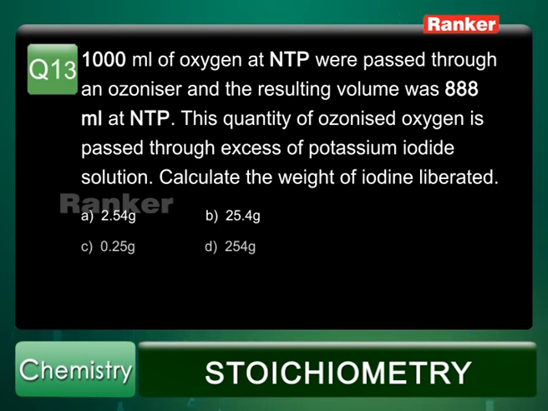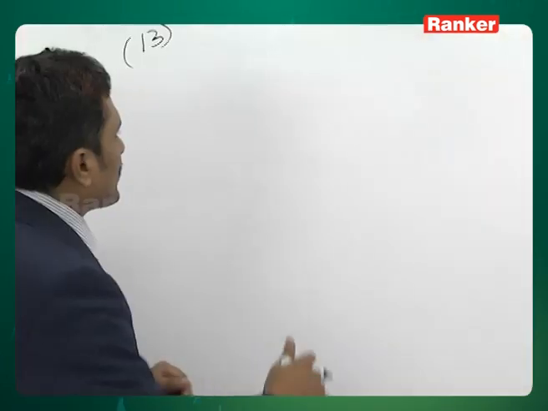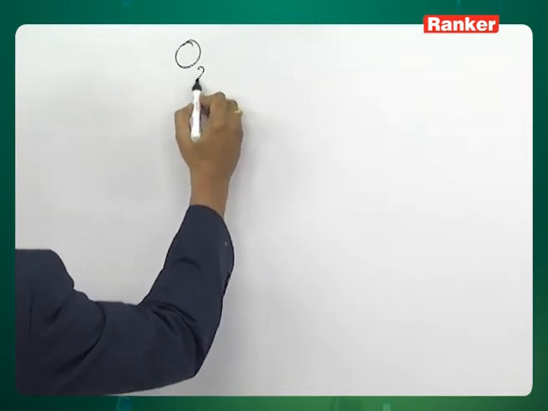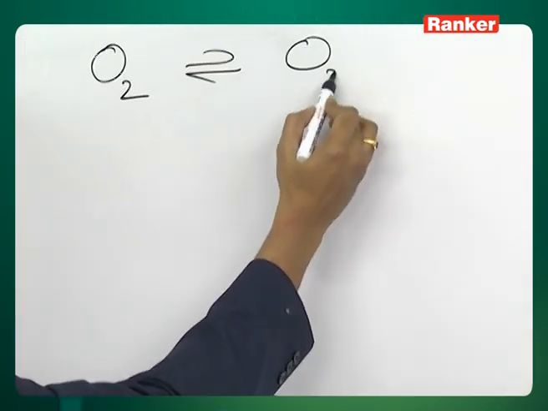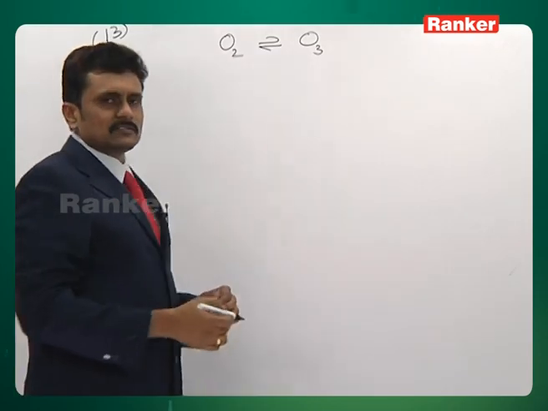We have 1000 ml of oxygen at NTP which were passed through an ozonizer and the resulting volume is 888 ml. This quantity of ozonized oxygen was then passed through excess of potassium iodide. Then you have been asked to find the weight of iodine that is liberated. So here there are two concepts that are involved. One is related to simple eudiometry, that means the analysis of the gas.